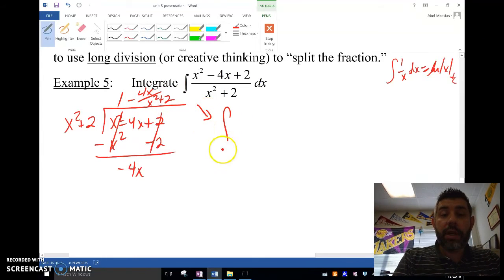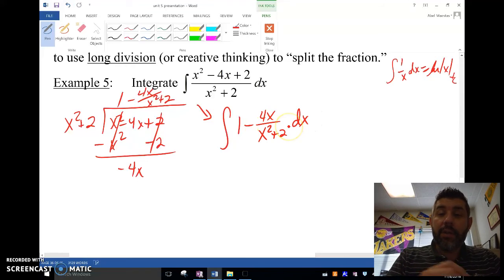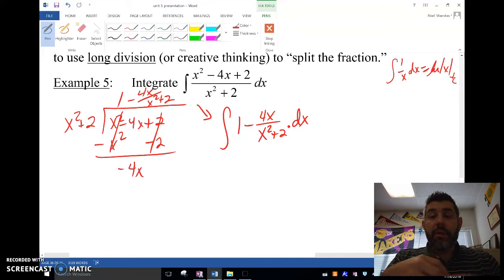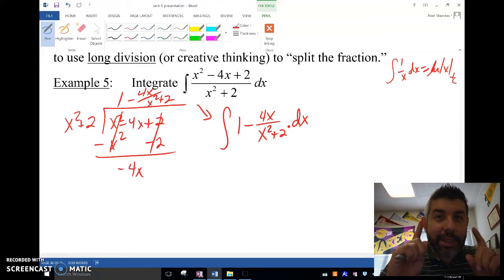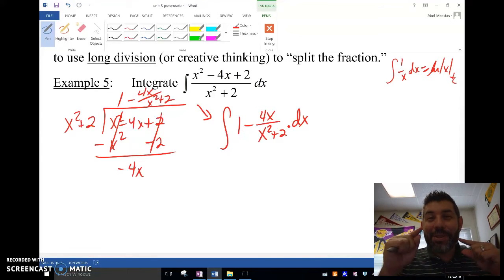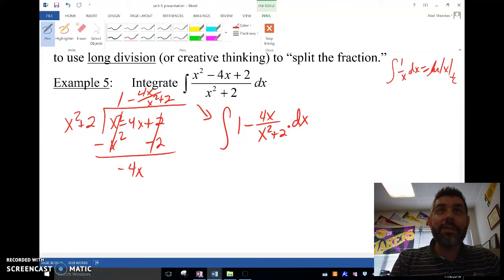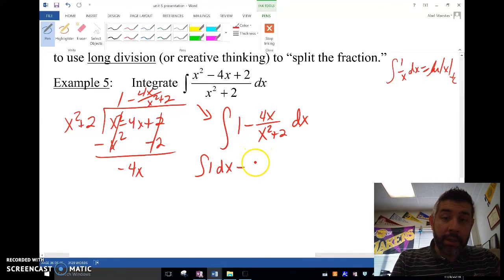So we're going to change this to the integral of 1 minus 4x over x squared plus 2 dx. Now look at, what's the derivative of x squared? 2x. Yay, 2x. So what I'm going to do is split this apart here: the integral of 1 dx minus 2 times the integral of 2x over x squared plus 2 dx.